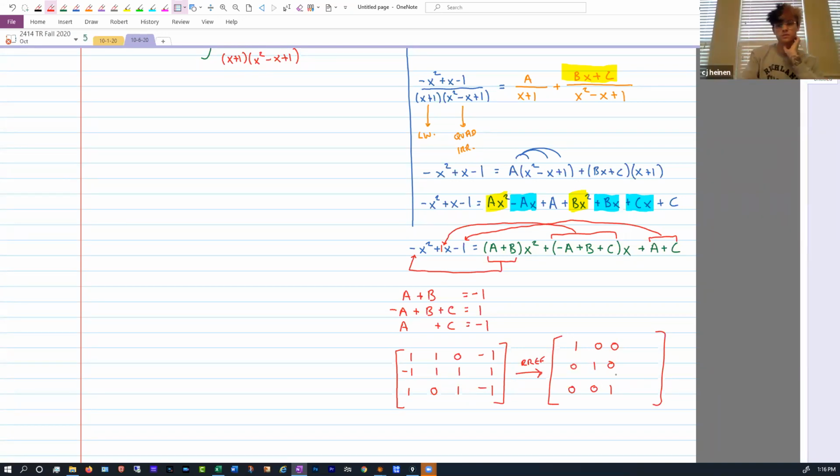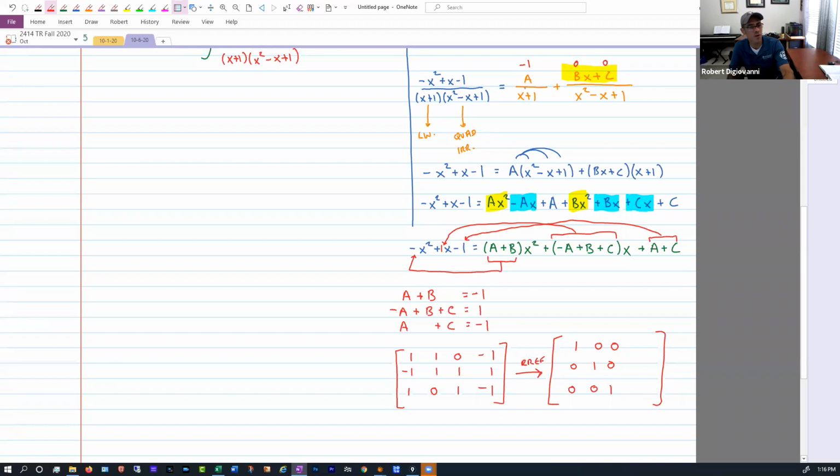Negative 1, 0, 0? Yeah, I don't know if that's right. That doesn't seem right. Just think about what that would mean. If we had negative 1 for A and then 0 and 0, then what we'd be saying is that that whole expression just turns into negative 1 over x plus 1, which doesn't seem right. Maybe I made a mistake. Did anyone else try it? Did anyone else get those same answers?